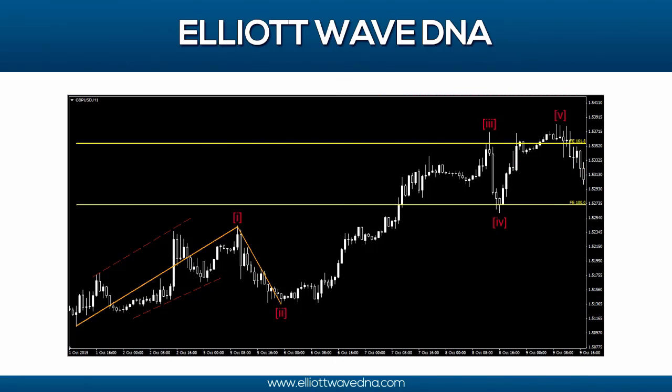Here is again the same pair, same chart, just projecting the wave 3. So we are starting from the starting point of wave 1 towards the end of wave 1, and then project that from the ending point of the wave 2. And we can see that price found resistance few points above the 1618 extension of the wave 1.